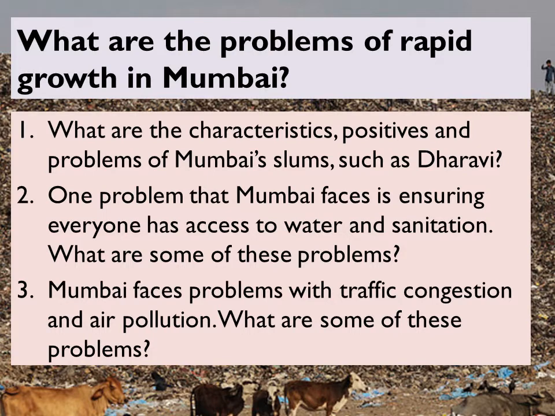This week, we're going to look at the problems of the rapid growth of Mumbai. Remember, in Week 2, we looked at the growth of Mumbai, and we saw that the growth was extremely rapid over the last 50 years or so. This has meant that we've got issues such as the growth of large slums, providing water and sanitation for everybody, and increasing traffic congestion and air pollution. And these are some of the issues we're going to focus on today.